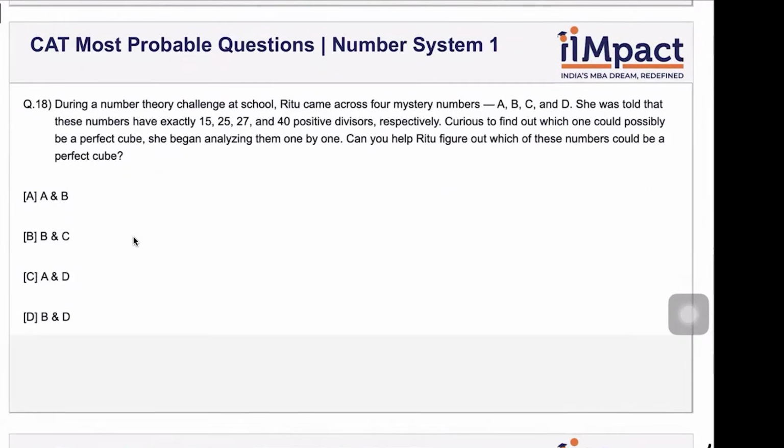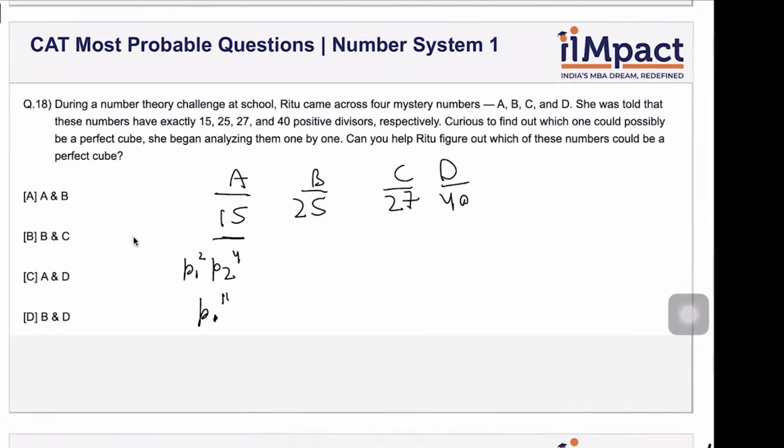Moving on. Ritu came across four numbers A, B, C, D. A has 15 factors, B has 25 factors, C has 27 factors, and D has 40 factors. Curious to find out which one could possibly be a perfect cube. So we have to find which one can be a perfect cube. So 15 would mean that A is either of the form P1 square into P2 to the power 4 or P1 to the power 14. Now, both of these numbers are not perfect cubes. So A as an answer is out.